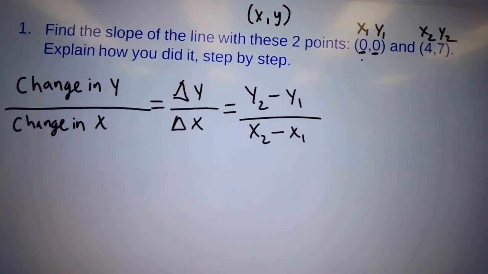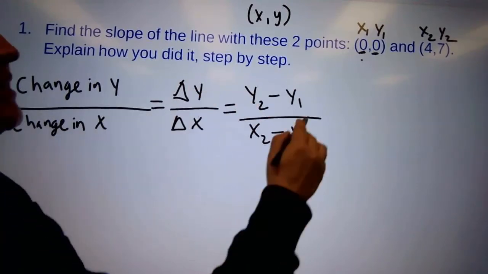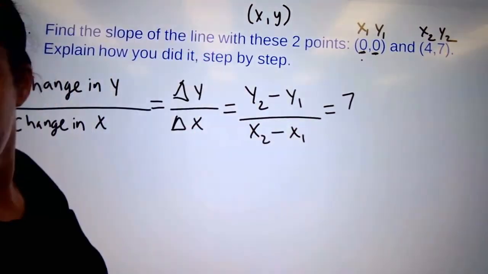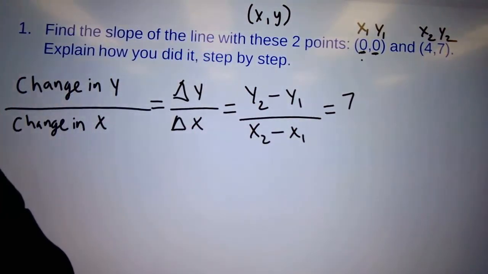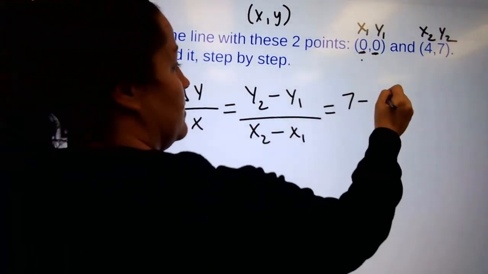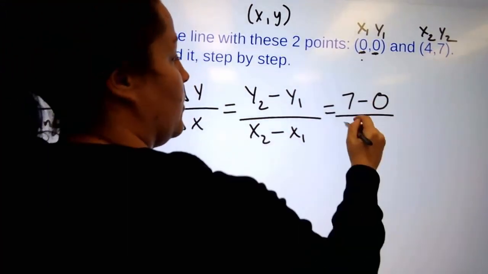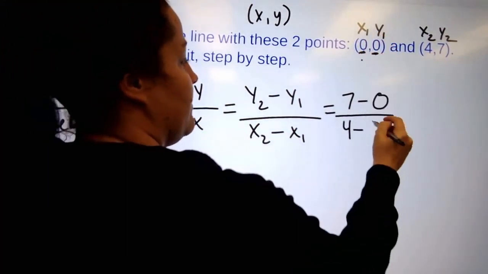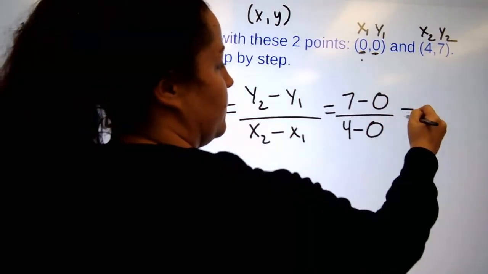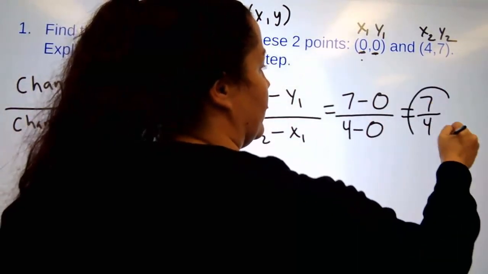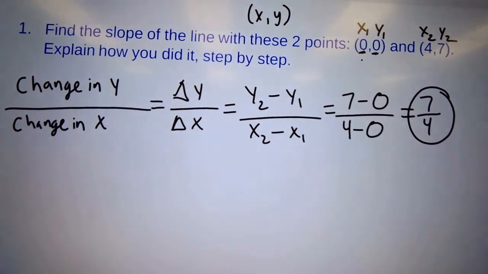So y2 is the first thing here. So y2 is 7. Right? y2, 7. Then we find our y1 value, which is 0. x2 value. x2 is 4. x1 value, 0. 7 minus 0 is 7. 4 minus 0 is 4. And that's our final answer. So again, this is how you find the slope of a line with 2 points.